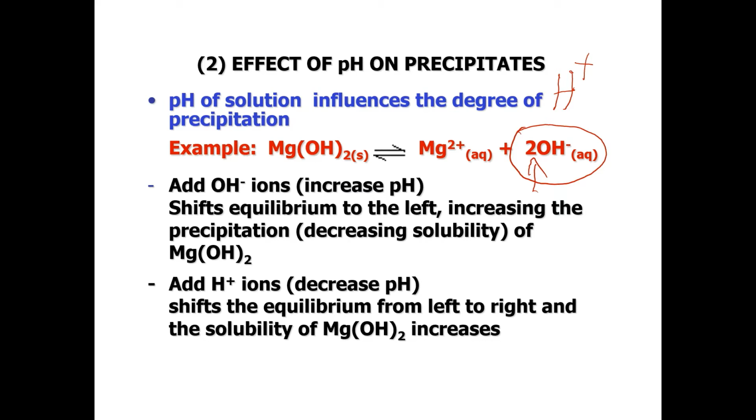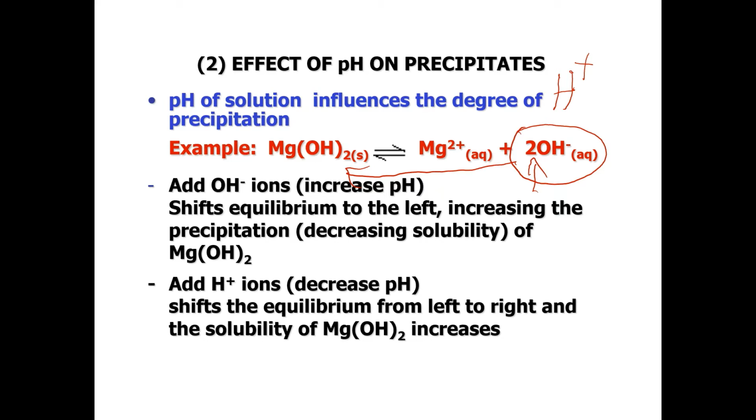Alright, you increase the pH, meaning that you increase the OH minus. So what happens? You increase the concentration and the reaction will move to the left, or more precipitate will be formed. So in this case, more precipitate will be formed at high pH, as if you are adding more OH minus.